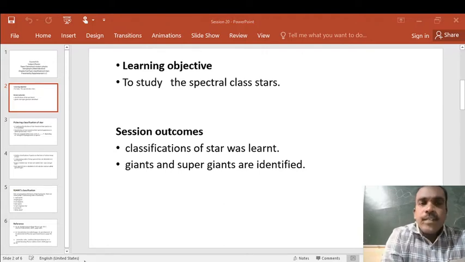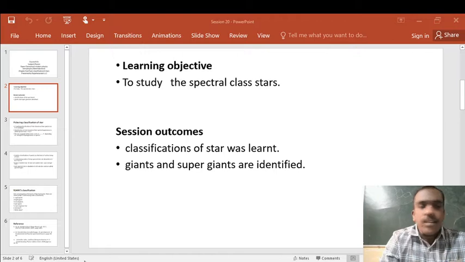Our learning objective is the study of the spectral class of stars. The session outcomes are that the classification of stars is learned, and giants and supergiants are identified.